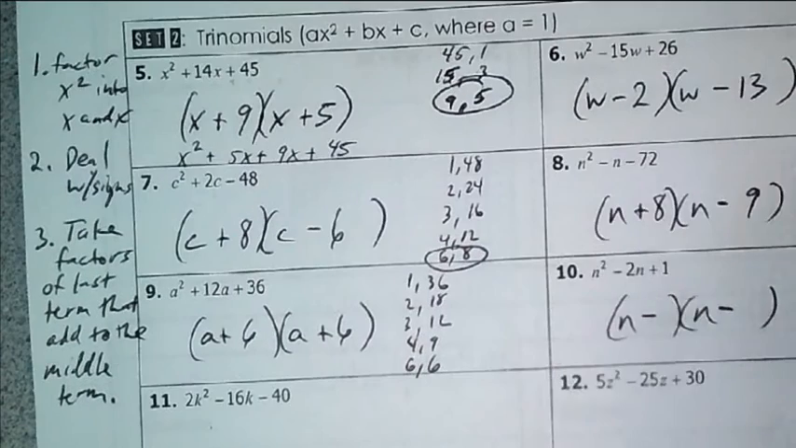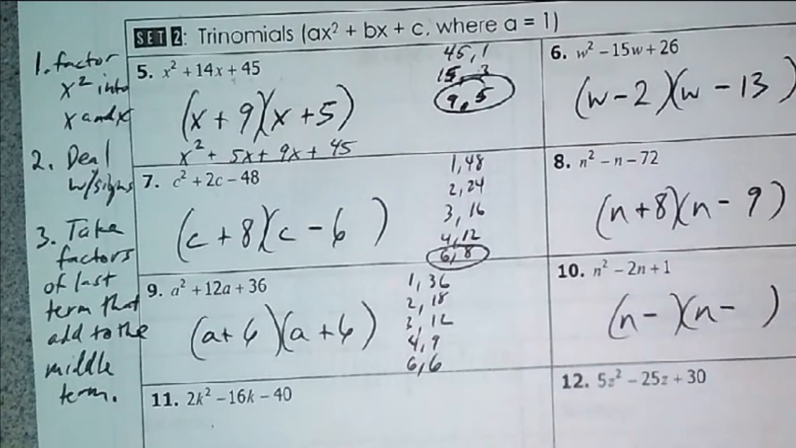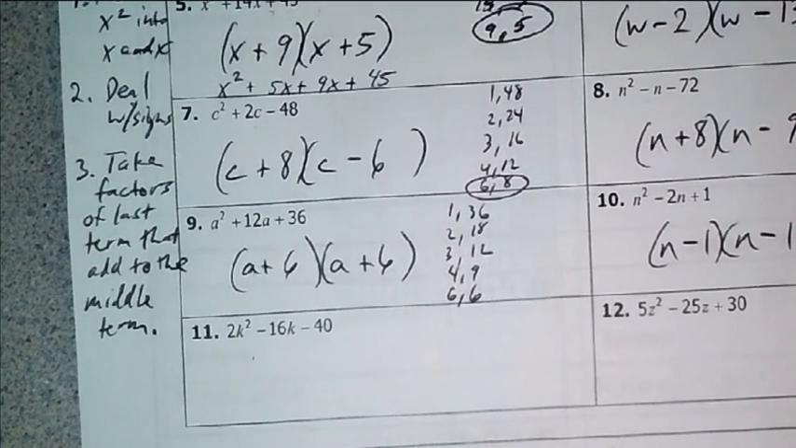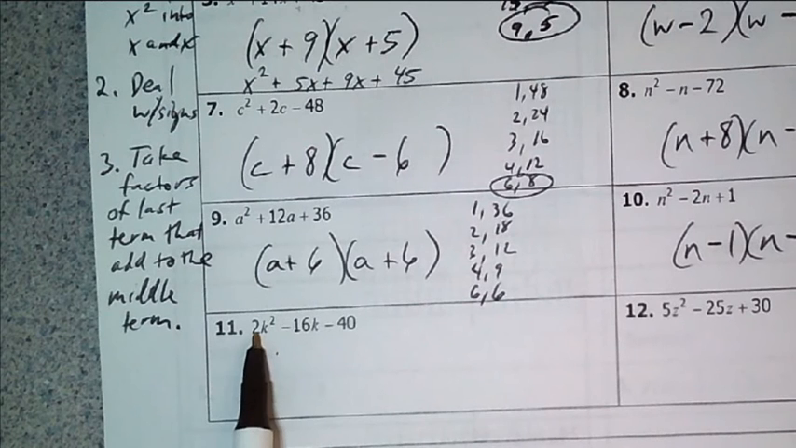Okay, there are only 2 factors of 1, guys. It's just 1 and 1. There's no other way around it. There's only 1 factor of 1, I should say. So that one's done. Now, these next ones, you have to first factor out a GCF. Because notice there's a number in front of the square term.